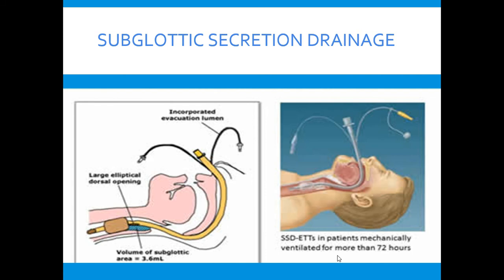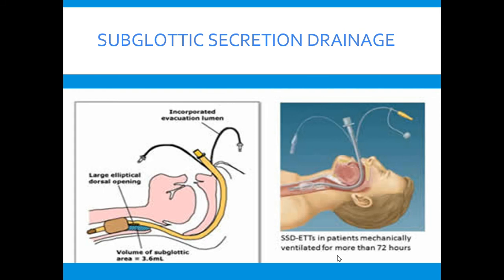Okay, so subglottic secretion drainage. So this is if the patient has a conventional ET tube, it needs to be replaced with an ET tube that has subglottic secretion drainage. These seem very common now, the new ones that have this subglottic secretion drainage system.